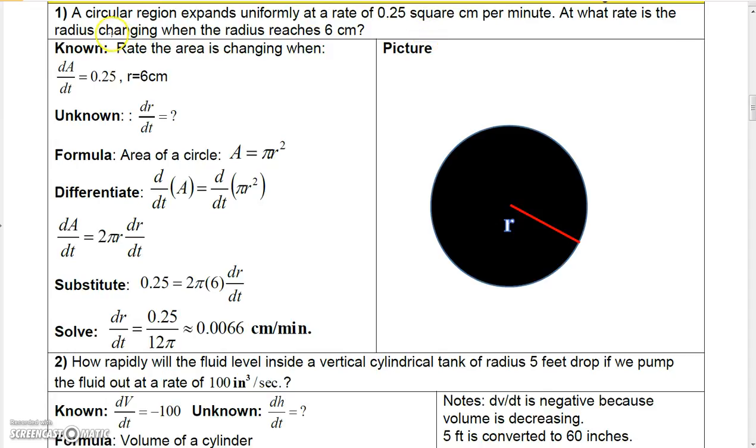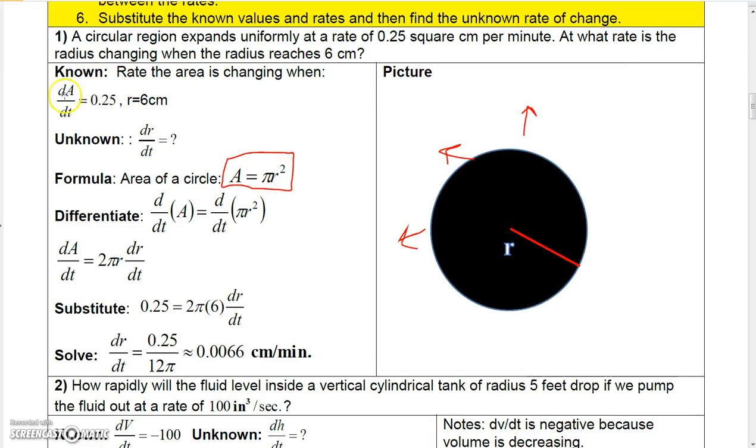Alright, so a circular region expands uniformly at a rate of 0.25 square centimeters per minute. At what rate is the radius changing when the radius reaches 6 centimeters? Okay, so here's the circular region. Here's the radius. Now it's expanding, so it's getting larger in a circular fashion. We know the relationship between area and radius in this formula is represented by this. Okay, so we'll get to that in a minute.